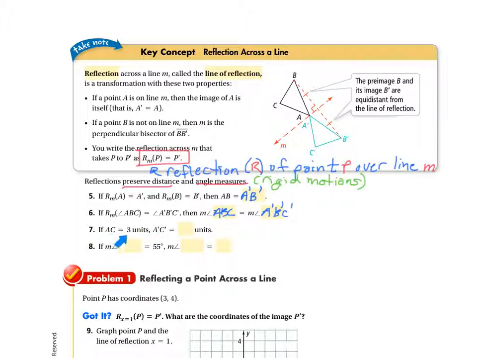If the distance from A to C is 3 units, so if this distance from A to C here is 3 units, then A prime, C prime, that distance is equal to what? 3 units also.